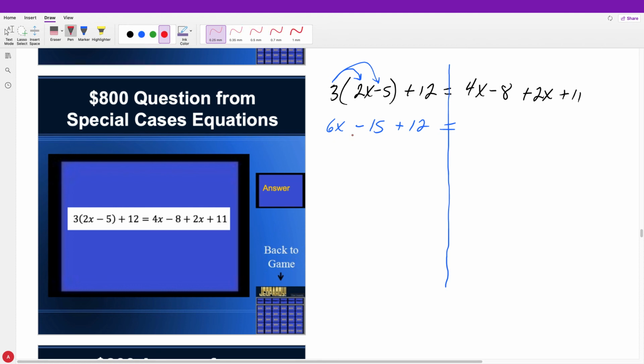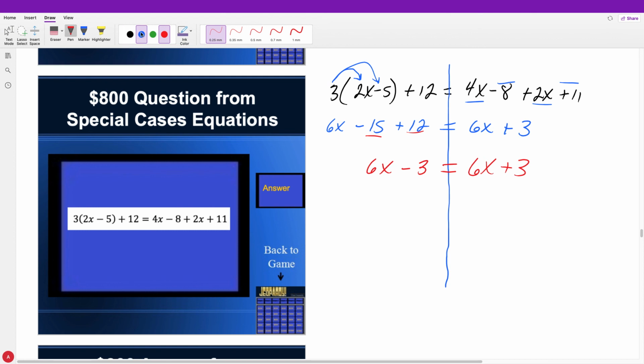Well, now I see I have like terms, so I'm going to go ahead and combine those. So now I have 6x, well, negative 15 plus 12 is minus 3. So now I have 6x minus 3 is equal to. All right, let me go ahead and simplify the other side. So this one, there's nothing for us to do besides combining like terms. So we will do 4x plus 2x, which gives me 6x, and negative 8 plus 11, which then gives me plus 3. So now this right-hand side is 6x plus 3.